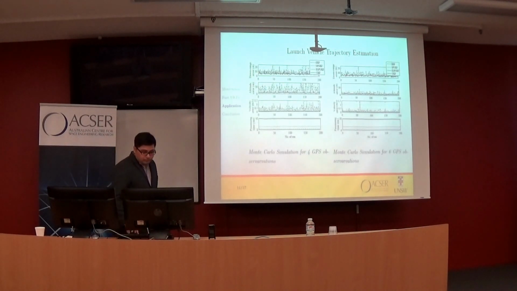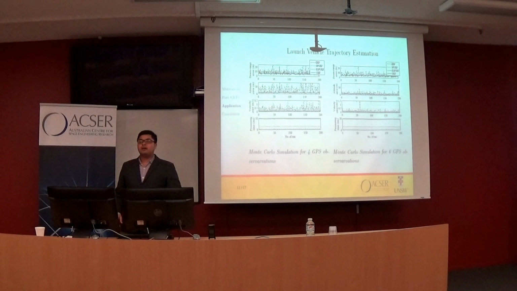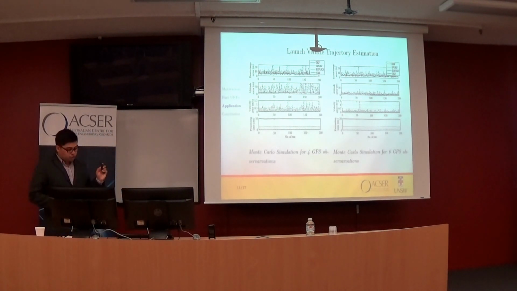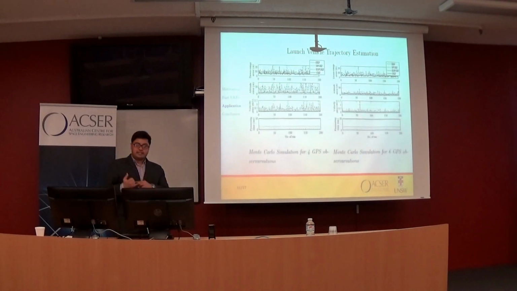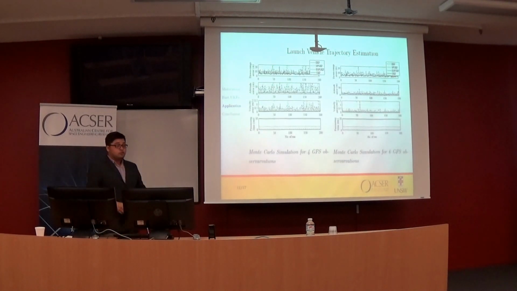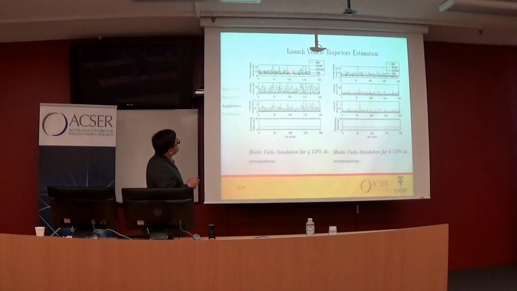Now, we did a Monte Carlo simulation. The previous result that I showed is time varying for one case. So we ran this 200 times for 4, 6, 8 and 10 observations. You can see that the extended Kalman filter average error at every time is really high for 4 satellites, SPUKF is in between, and ESPUKF and UKF have almost similar performance.